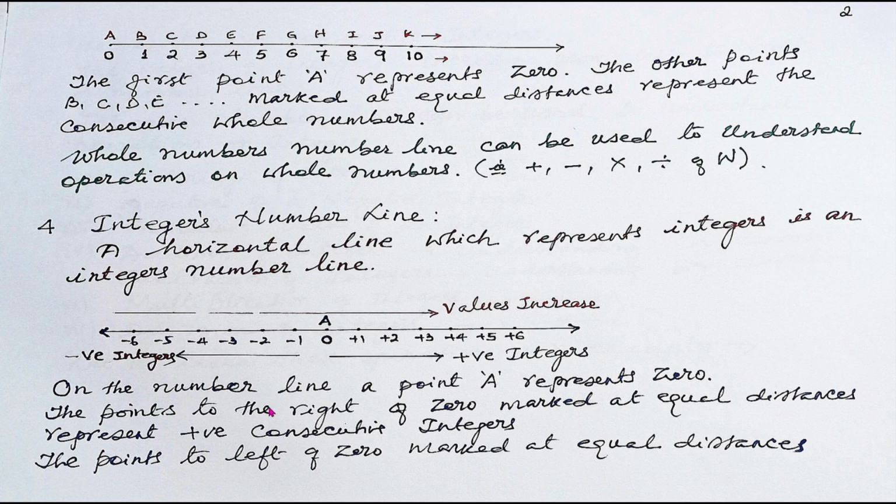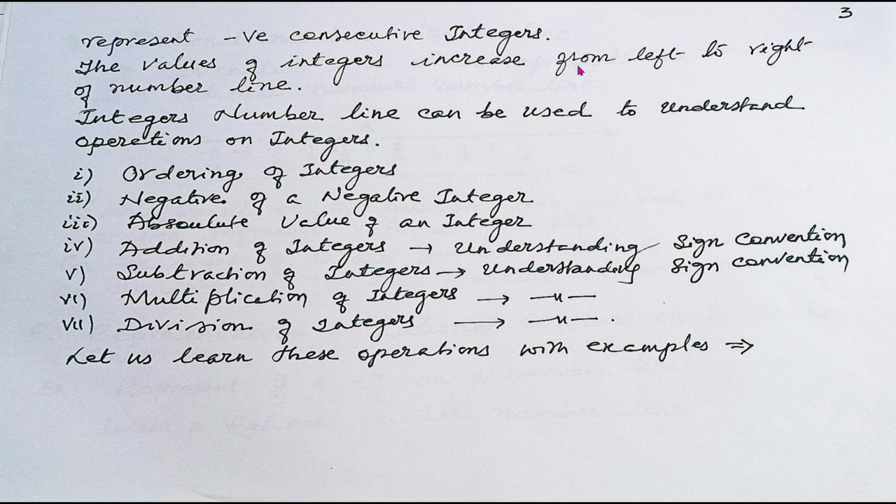On the number line, the points to the left of 0 marked at equal distances represent what we call the negative integers. Remember that. The value of integers increases from left to right of the number line. The integers number line can be used to understand operations on integers.